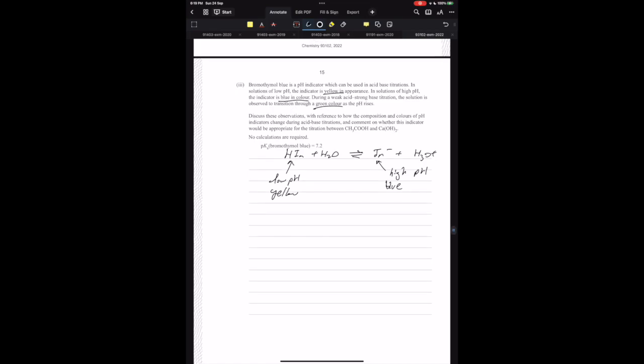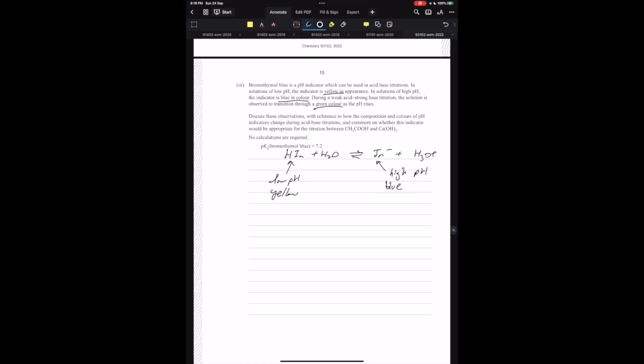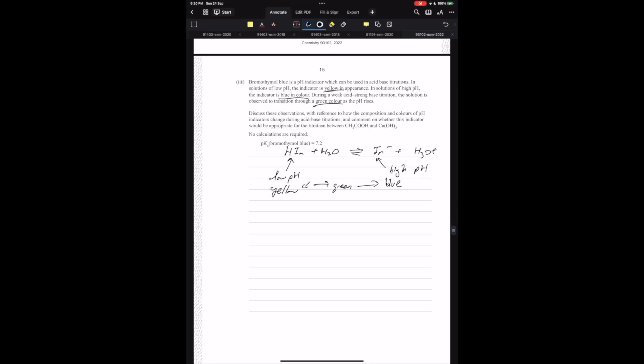And so when you have an acid-base titration, in the case of ethanoic acid and calcium hydroxide, you would be continuously increasing the pH because you're continuously adding hydroxide ions. So if you're increasing the pH, the color will transition from yellow to green to blue. And so that's how the indicator would change color depending on the pH, which depends on how much base you've added to this titration.